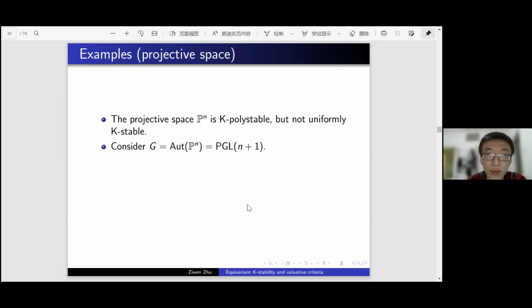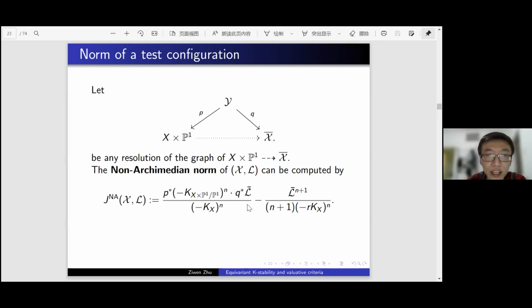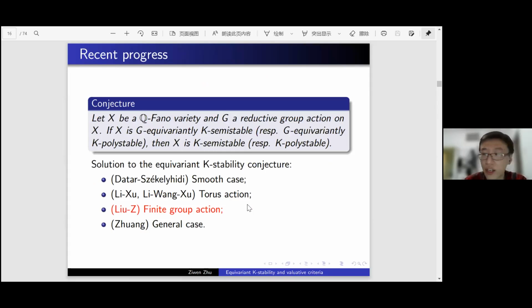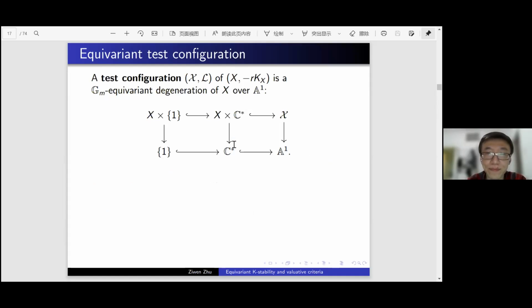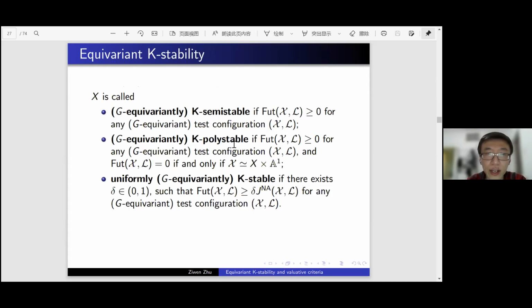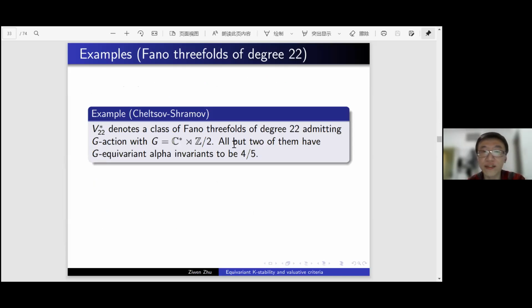So maybe let me go back very quickly to the statement of the conjecture. The conjecture only works for K-semistability and for K-polystability. And this is as far as we can go. So the projective space provides a counterexample if we want to work with uniform K-stability. Okay, so this is the example about projective space.